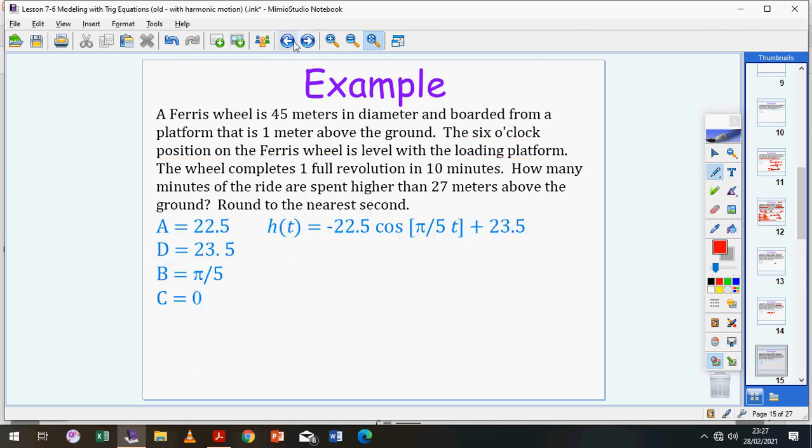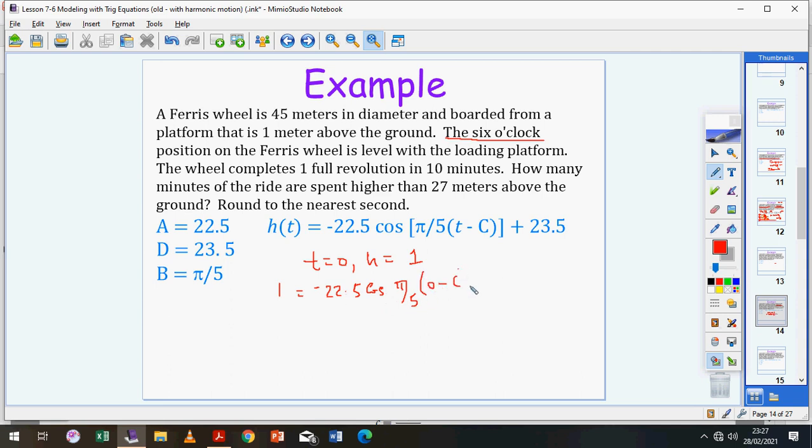Substituting time is equal to 0 and height is equal to 1, I have 1 is equal to negative 22.5 cosine of pi over 5 times 0 minus C, plus 23.5. Now I need to solve for C, so I'll take 23.5 off both sides.